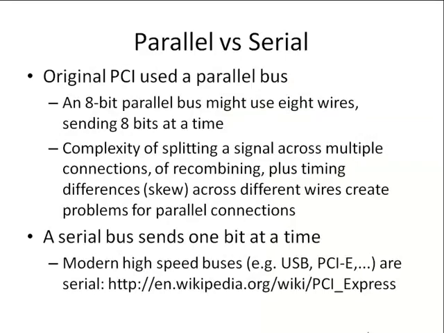Now, the original PCI used a parallel bus. To understand what this does, if we consider an 8-bit parallel bus, it might use, for example, 8 wires, and so when it sends a byte, it sends all 8 bits at the one time. And when it receives that byte, it has to receive all 8 bits at the one time and then combine those 8 bits into the one byte.